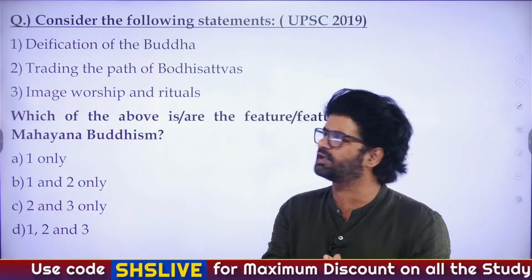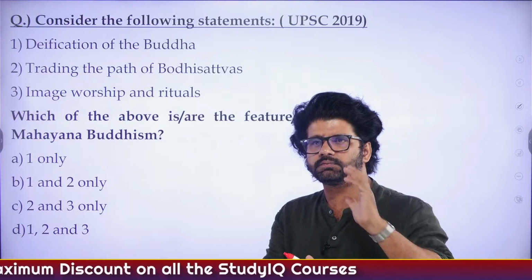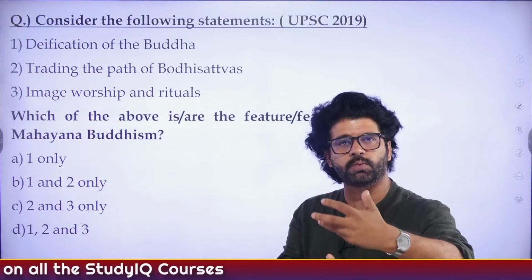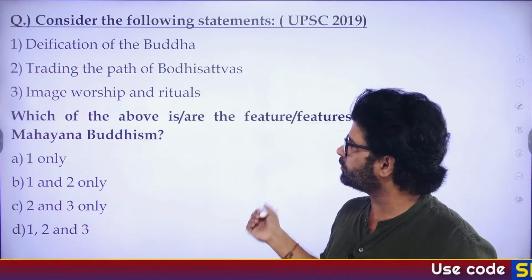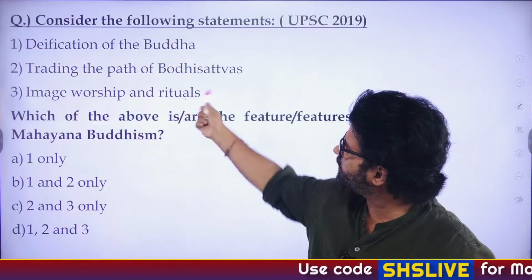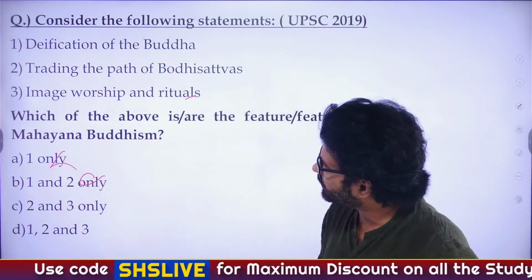And we have discussed this thing earlier also. What is the basic difference here? Like Shiva and Vishnu gods, we represent them in human form, anthropomorphic form. Same way, Buddha was represented in anthropomorphic form. So, image worshipping and rituals was a part of it. So, third has to be correct. If third has to be correct, now you are left with one.